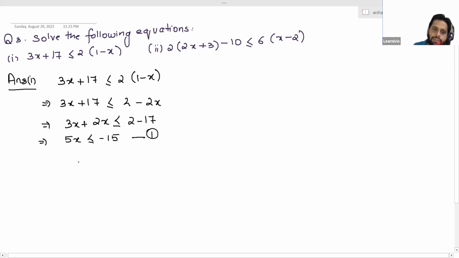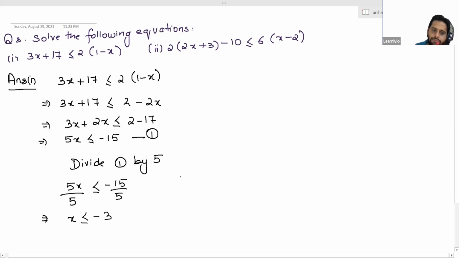Let this be 1. Now divide 1 by 5. So this will give you 5x by 5 less than equal to minus 15 by 5. And this will give us x is less than equal to minus 3. This is okay, John? Yes, sir. Okay, you got your mistake. Yes, sir. Okay, good.